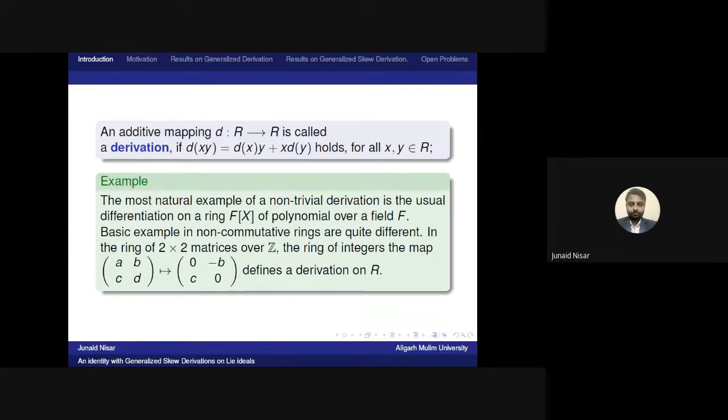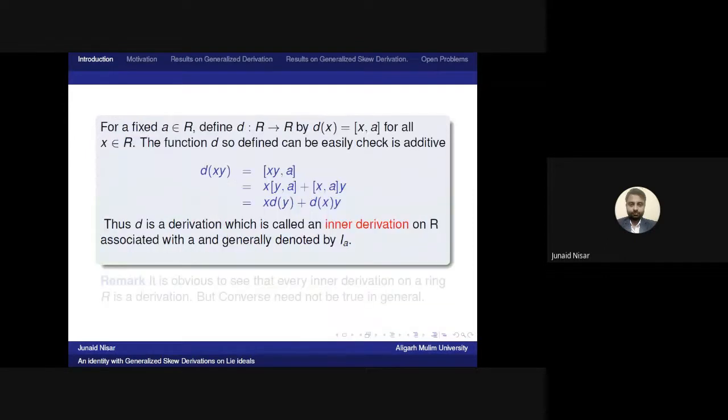An additive map D from a ring R to R is called a derivation if it satisfies D of xy is equal to D of x times y plus x times D of y, for all x, y belonging to the ring R. The most natural example is the usual differentiation of a ring over a field F. But in non-commutative rings, it is quite different. For example, in the ring of 2 cross 2 matrices over Z, the map defined in this way is a derivation on R.